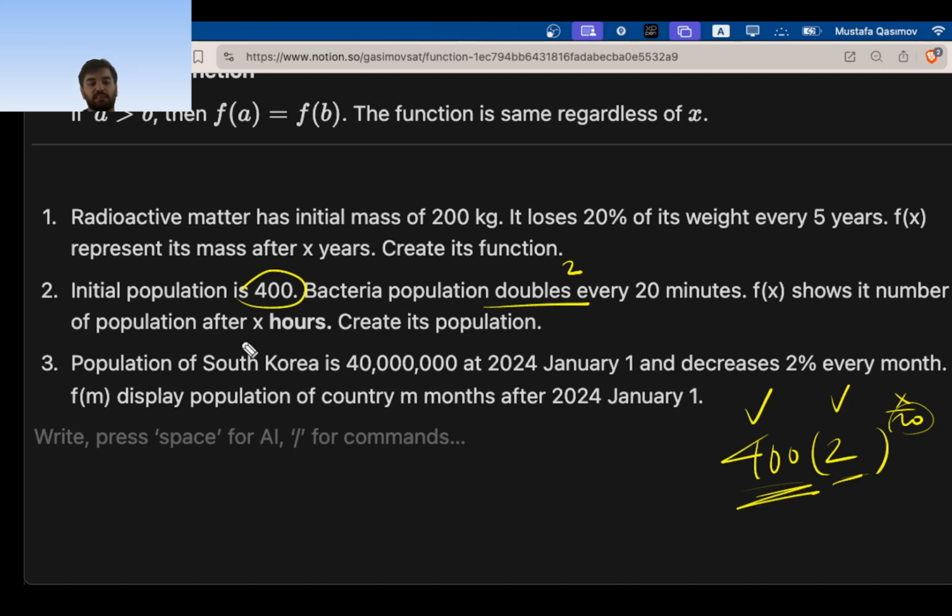You can see that x is hours, right? Hours. So you have to also make that 1 over 3 hours. So you have to divide it by 1 over 3. And it is equal to 3x. Did you understand? Yeah, you have to write three. You have to write like this.